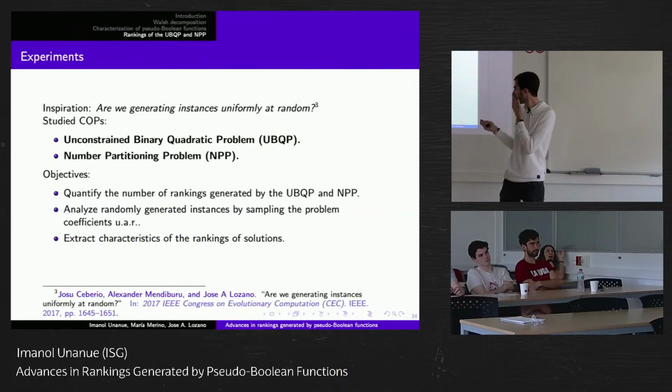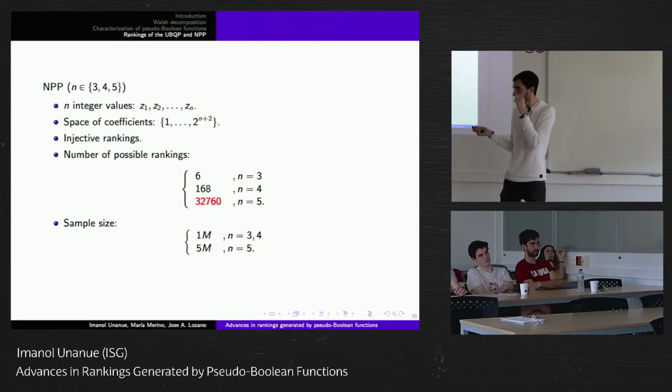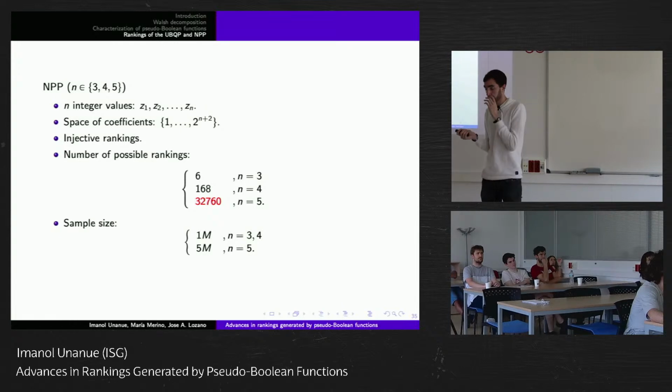The only one I don't know exactly is this one. It is for 5. It follows a pattern because, as I said, there is a symmetry between rankings of solutions. So they must be divisible by 5 factorial, which is 120.